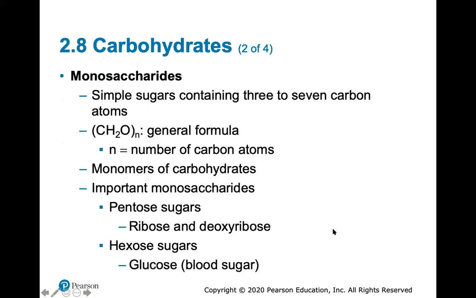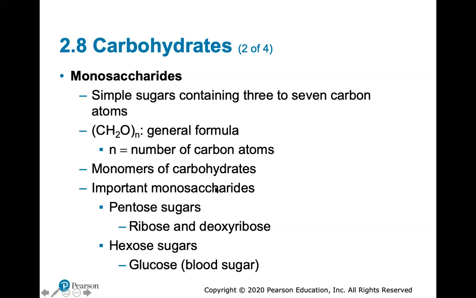Monosaccharides are simple sugars. They contain 3 to 7 carbon atoms, usually in some sort of hexagon or octagonal shape. Here's the general formula, with N being the number of carbon atoms. Monosaccharides are just monomers of carbohydrates.